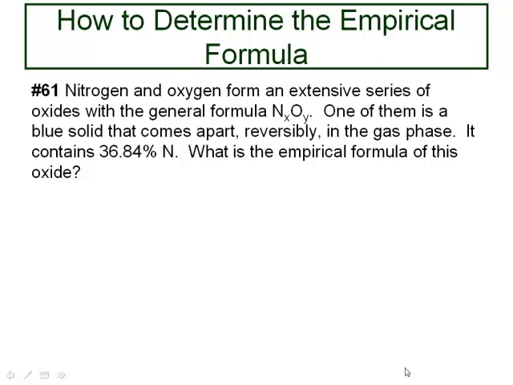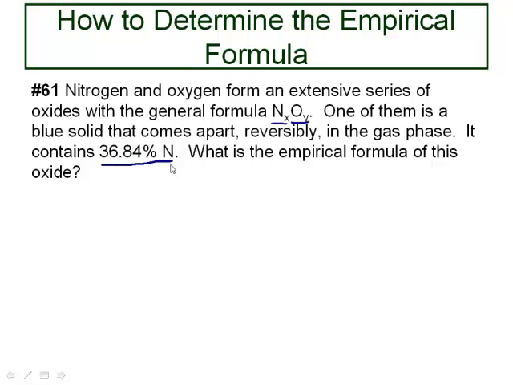But here we go. Okay, what it says here in problem 61 is that nitrogen and oxygen form an extensive series of oxides with the general formula NxOy, okay, where those x and the y are subscripts. They tell me how many nitrogen, how many oxygens there are in the compound, okay? One of them, it says, is a blue solid that comes apart reversibly in the gas phase. It contains 36.84% nitrogen. What is the empirical formula of this oxide, okay?